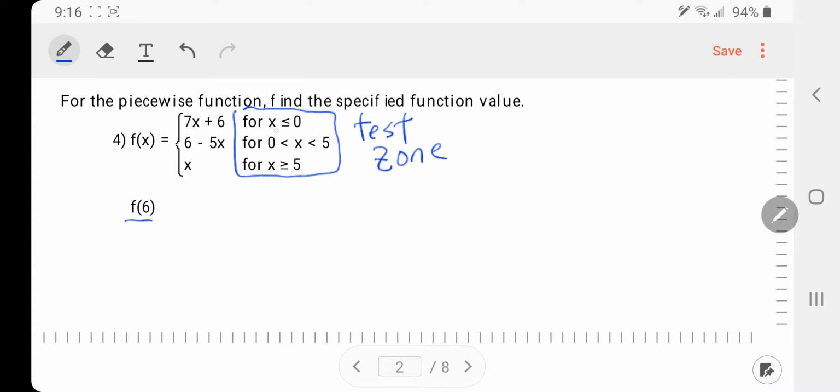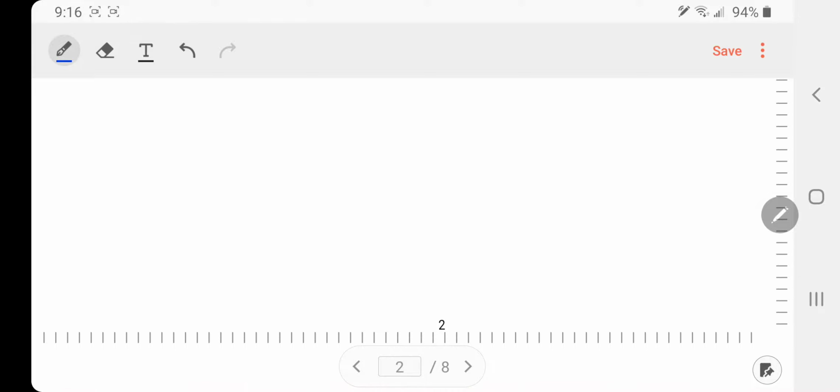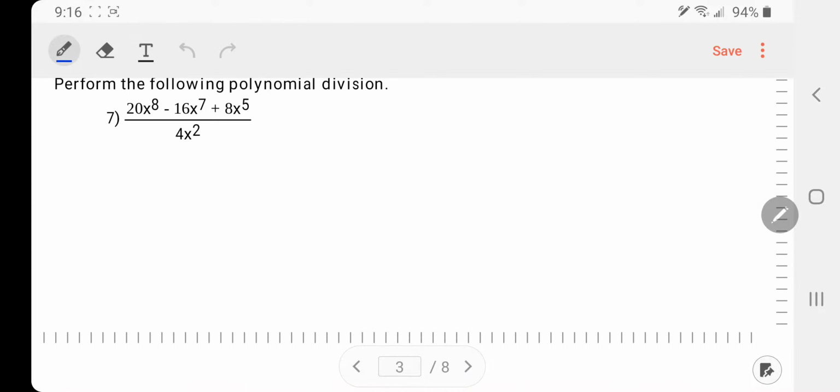So is 6 less than or equal to 0? No. Is 6 between 0 and 5? No. Is 6 greater than or equal to 5? Yes, that is true. And so this is the piece that I do. Now since this is just x, that means the 6 is going to plug in for the x. And that function value is 6. And that is done. That one is done. And that's the end of page 2. Let's go to page 3.